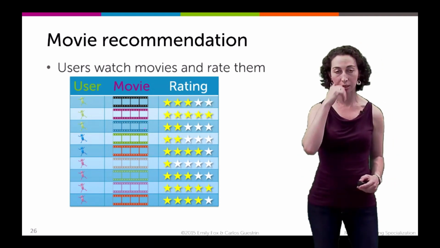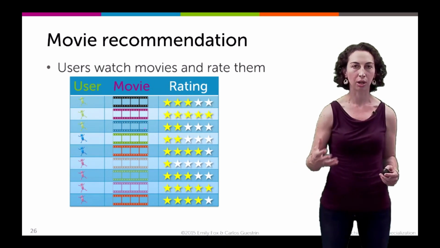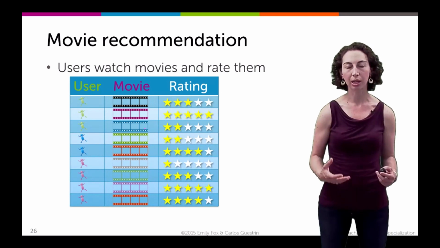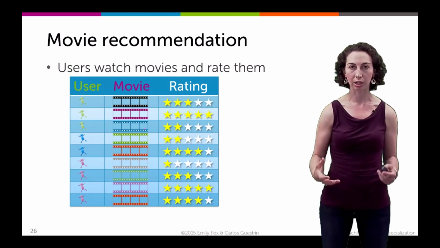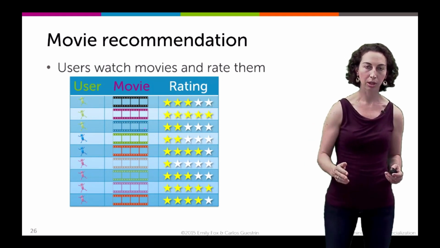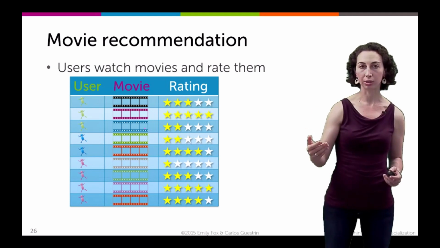And so we're going to discuss this in the context of a movie recommendation task because it's very intuitive to talk about this application for the methods that we're going to describe. And in this application, what we have as our data is this big table where we have a whole bunch of users that are watching some set of movies and they rate those movies.